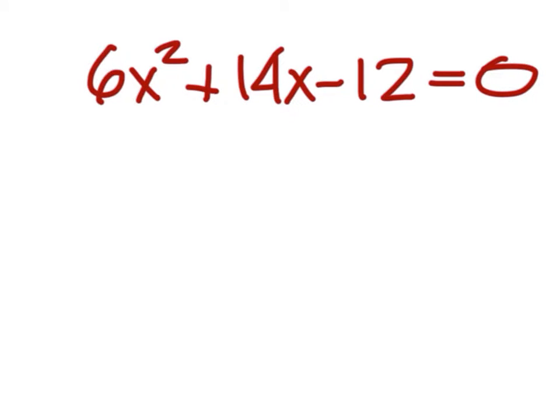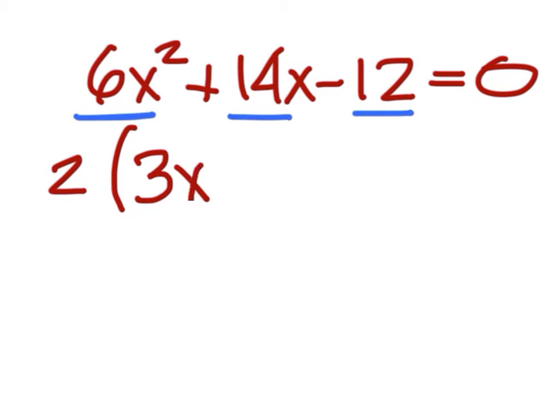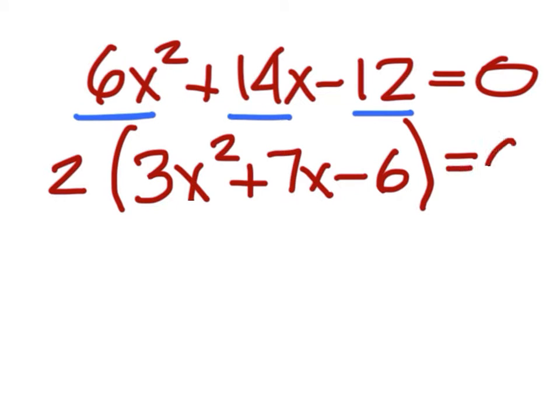Your first move on this is to see if anything can come out of all three items in there, 6, 14, and 12. We did an entire test over the greatest common factor before. And the greatest common factor between 6x squared, 14x, and 12 is going to be 2. So when you divide 2 out of everything, you're left with 3x squared plus 7x minus 6.